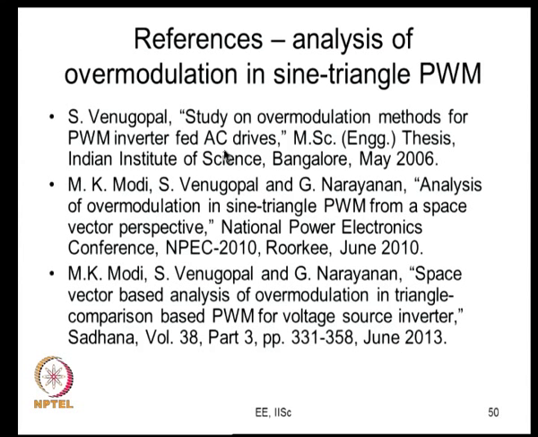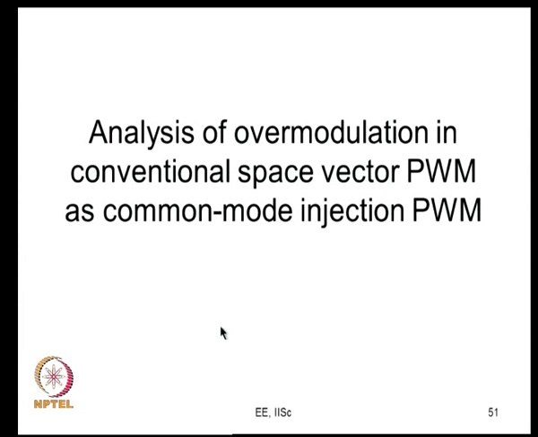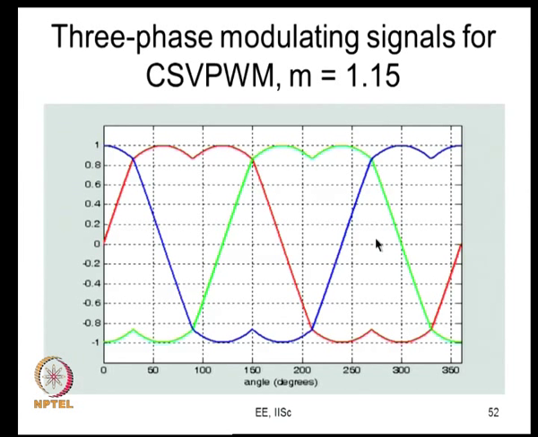You can find these details, this analysis of the sine triangle PWM from a space vector point of view: what happens to the average voltage vector, how does it vary? A chapter of this master's thesis covers this, and a part of it was presented in a conference paper, and this is a fuller journal version in which you will find it for sine triangle PWM, and also for the common mode injection PWM. The analysis of the overmodulation in the CSV PWM is pretty similar to that of sine triangle PWM. We are looking at it as a common mode injection PWM.